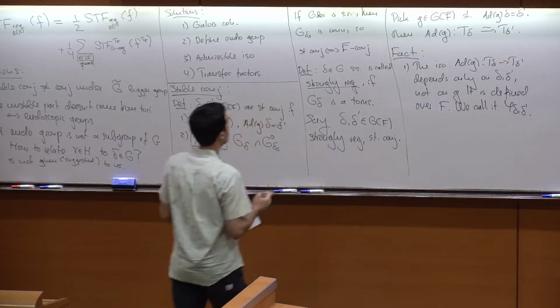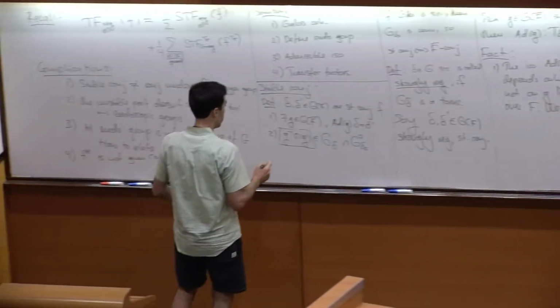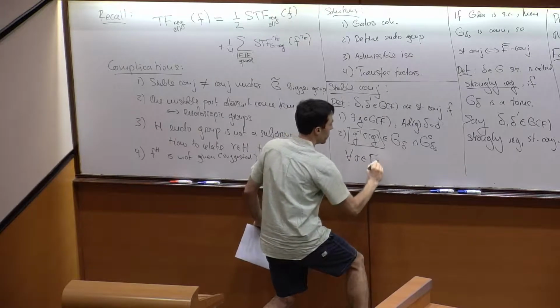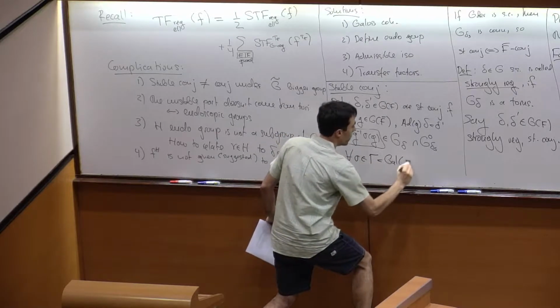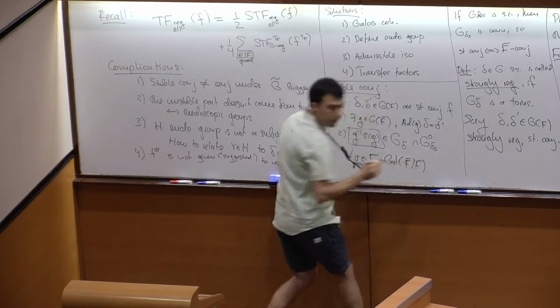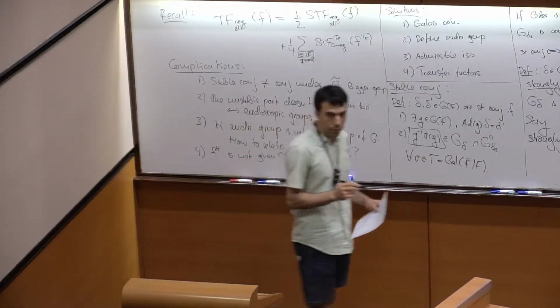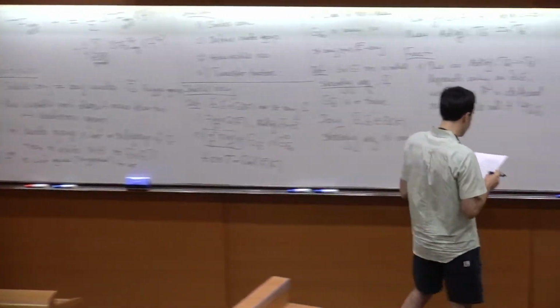I never said where sigma was. For all sigma in Gamma, which is the Galois group of F bar over F. My F's are all in characteristic 0. You can replace the bar by S if you want it to be positive characteristic.